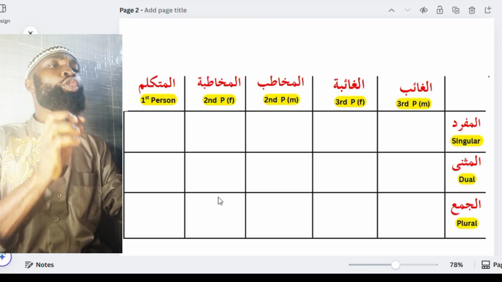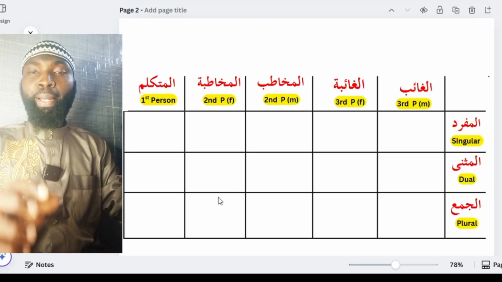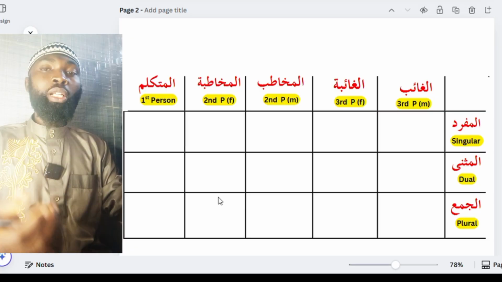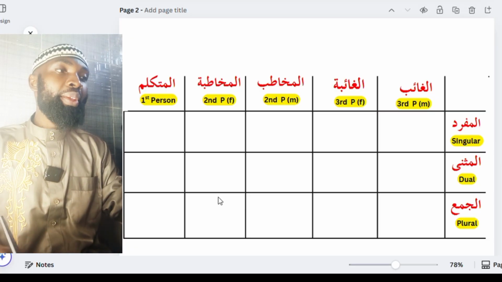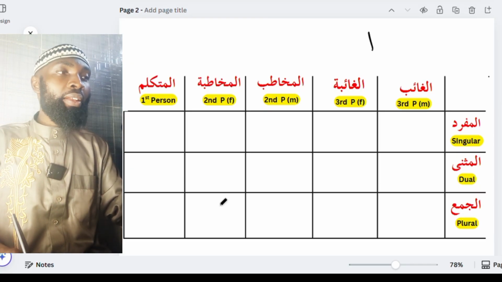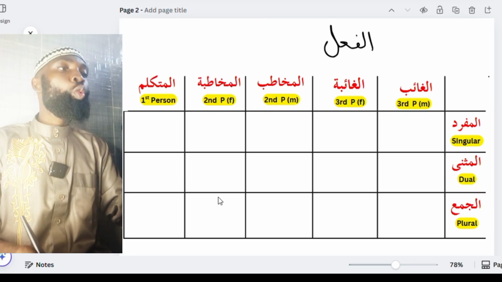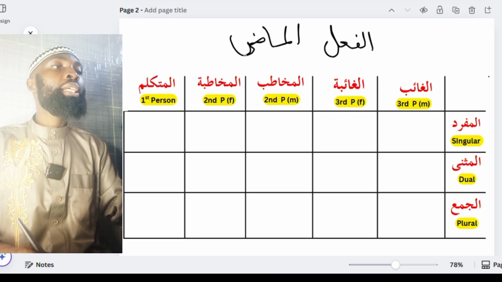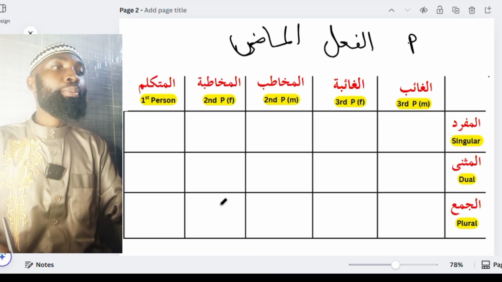Assalamu alaikum. We want to discuss one of the most important topics in the Arabic language, which is the formation and the conjugation of the Arabic verbs. We are specifically talking about al-fi'l al-madi, which is simply the past tense verb. Al-fi'l al-madi, the past tense verb.